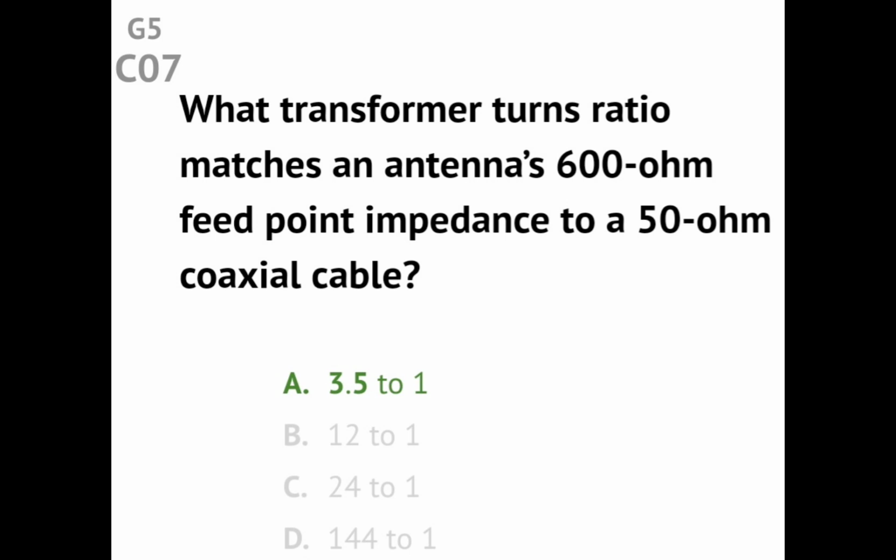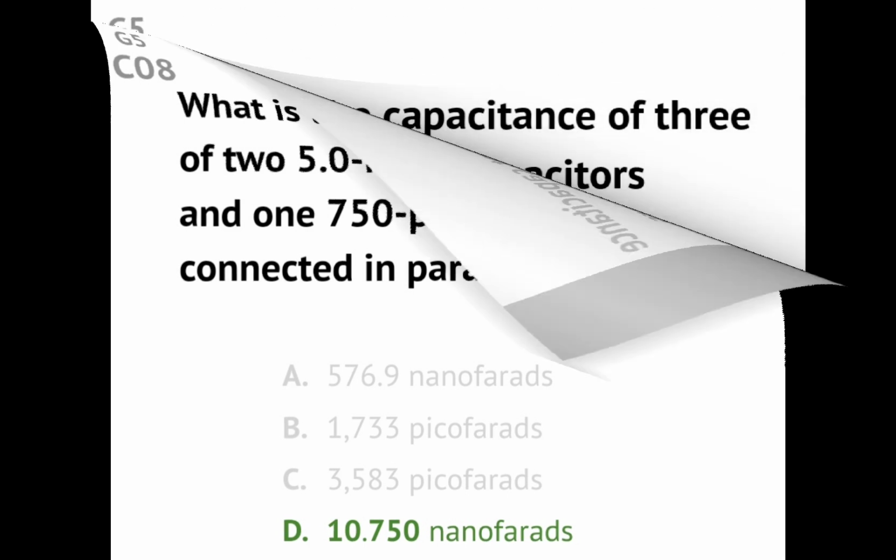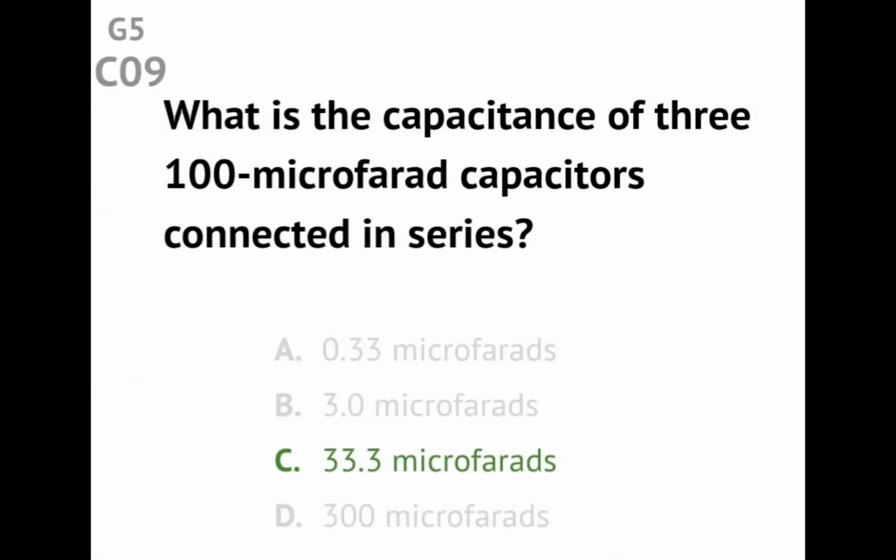Question G5C07. What transformer turns ratio matches an antenna's 600 ohm feed point impedance to a 50 ohm coaxial cable? Answer: 3.5 to 1. Question G5C08. What is the equivalent capacitance of two 5 nanofarad capacitors and one 750 picofarad capacitor connected in parallel? Answer: 10.750 nanofarads.